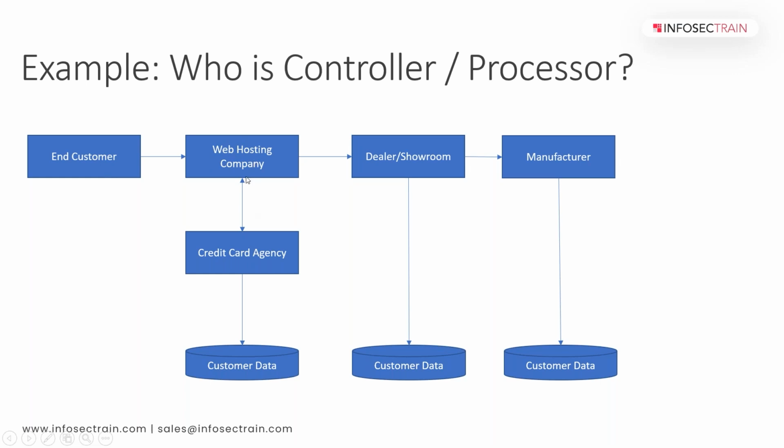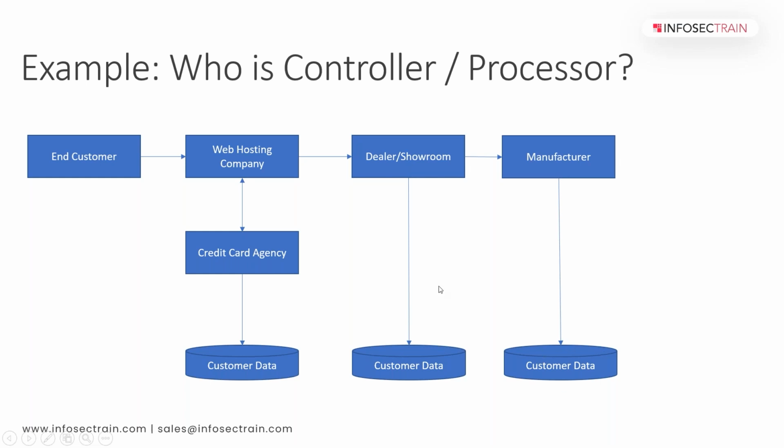And this has a payment gateway, and the credit card agency is going to handle it, and they have customer data. So the end customer's data is there with the credit card agency, and this credit card agency is going to be used as part of our web hosting. And this web hosting is going to be done on behalf of the dealer. So he has his own customer data, because from here he is going to get some customer data, and then he will be in sync with the manufacturer, who will also have customer data.